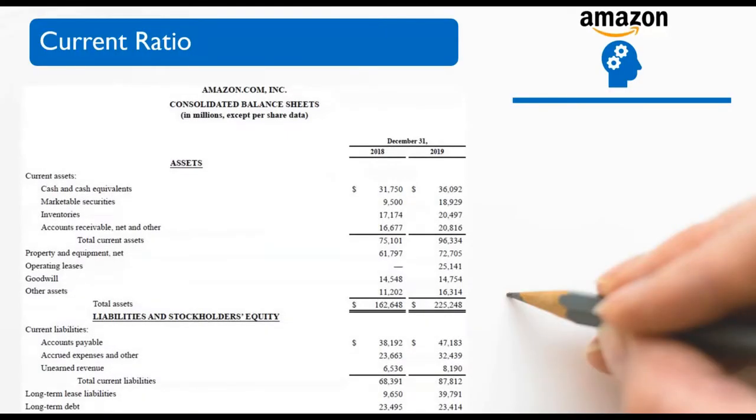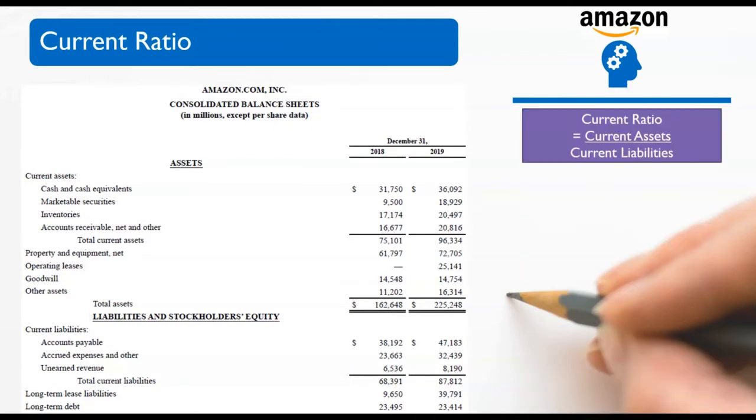On this slide, we will calculate the current ratio for Amazon. So what is the current ratio and why is it important? Well, to start, the current ratio compares all of a company's current assets to its current liabilities. This metric is also known as the working capital ratio, which tells us about the company's ability to cover its short-term debt with its current assets.